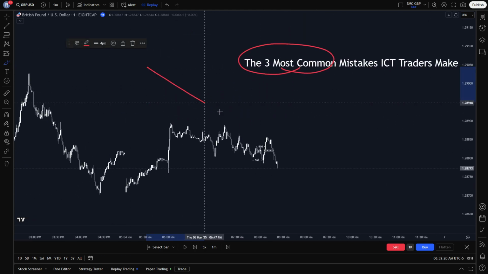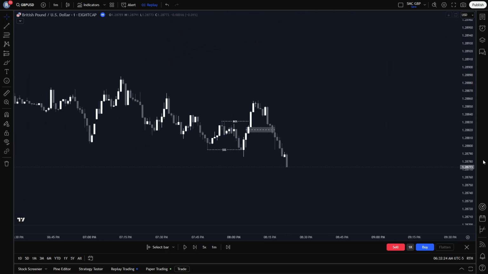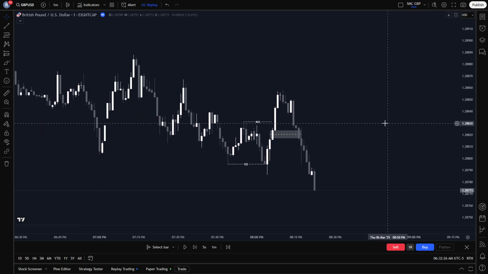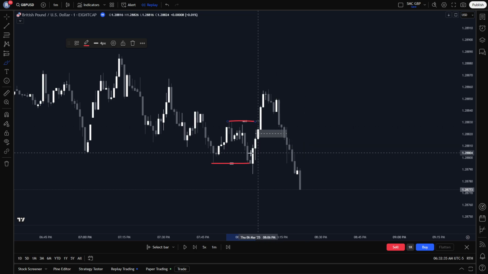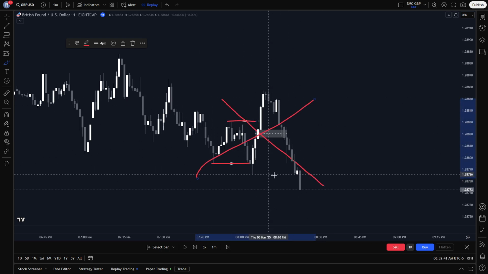What's the overall trend? What direction are we going in? Do we even care about a trend if we're trading like this? And the answer is probably not. We're kind of just pattern trading. A lot of traders think that you can just trade a system like the 2022 model whenever you see a liquidity sweep, break of structure, fair value gap sort of deal. This is not how you should be trading.